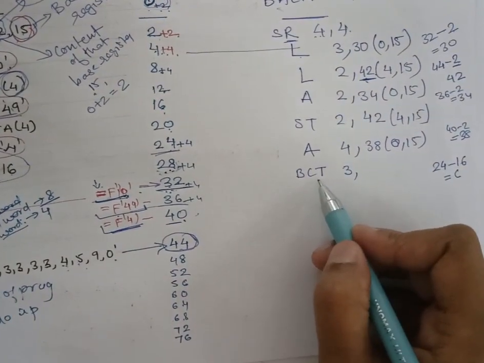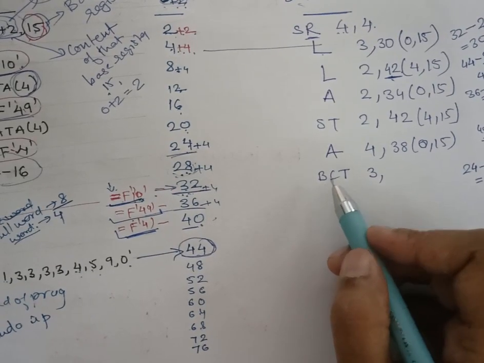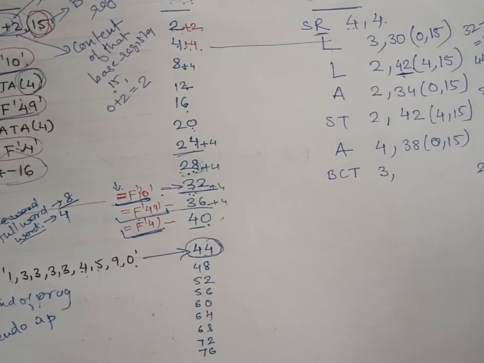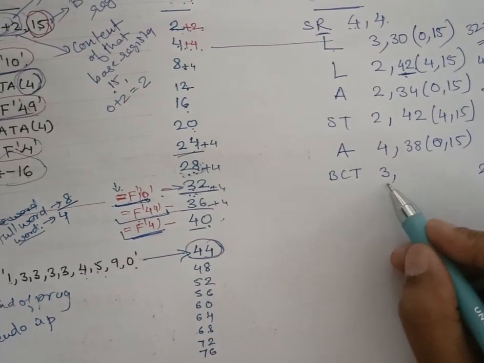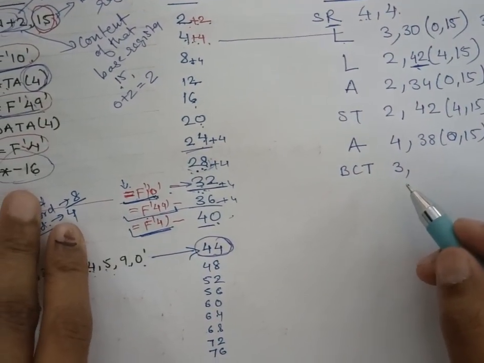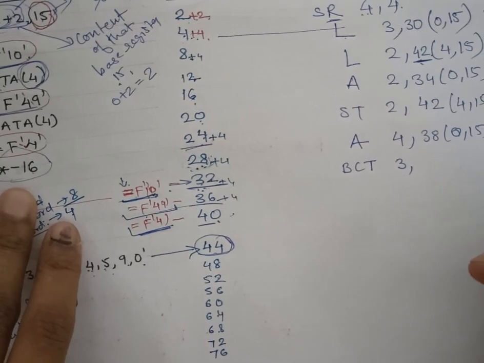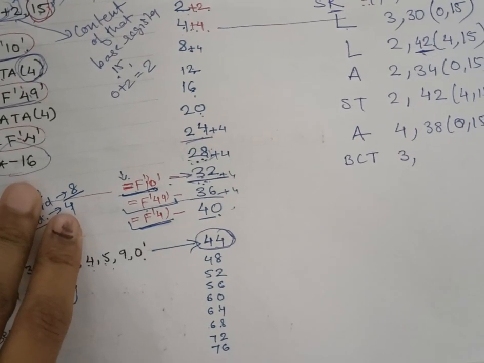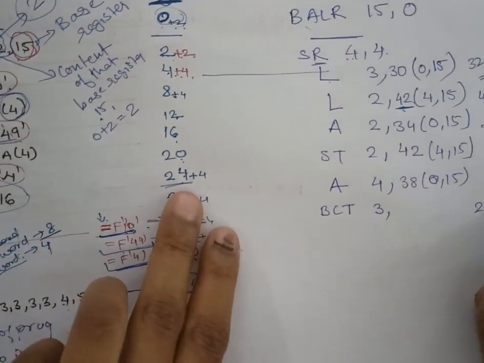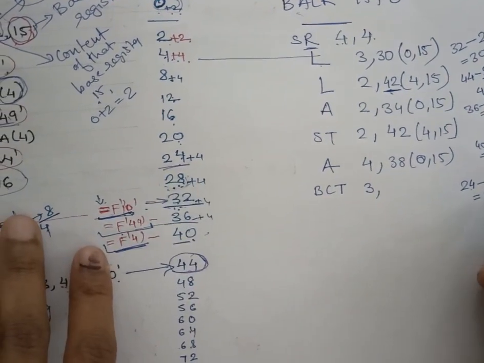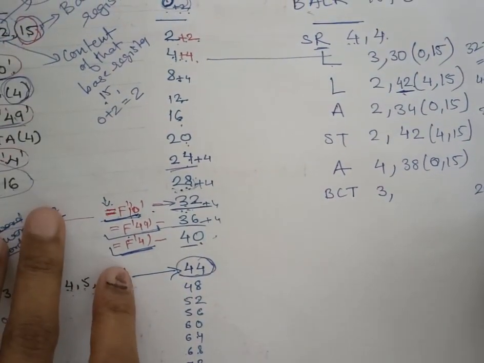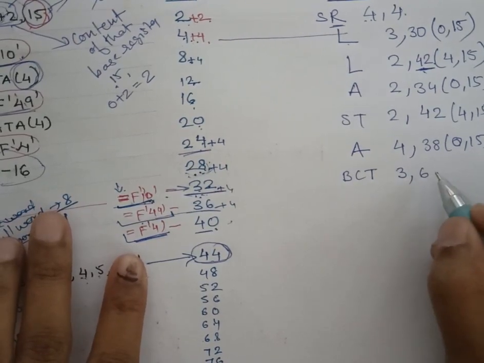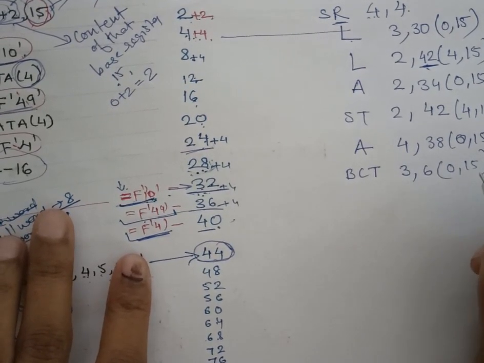We are going to find the machine code for BCT. BCT is a new term for us, and it comes under the RX instruction, so we find it similarly to the previous machine instructions. 3 is the first register. You can see that no constant, symbol or literal is given here; it directly contains the immediate value. The location is 24, so 24 minus 16 becomes 8, and the content of our base is 2, so it becomes 6. So here we have the value 6, 0 comma 15, because no constant is given.